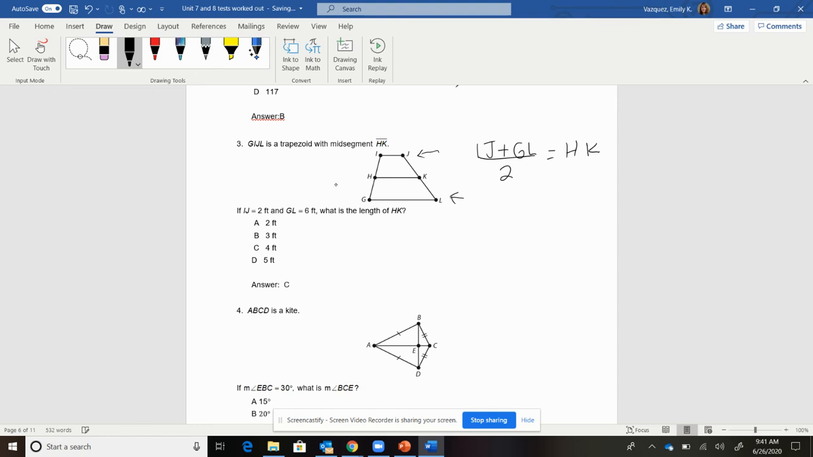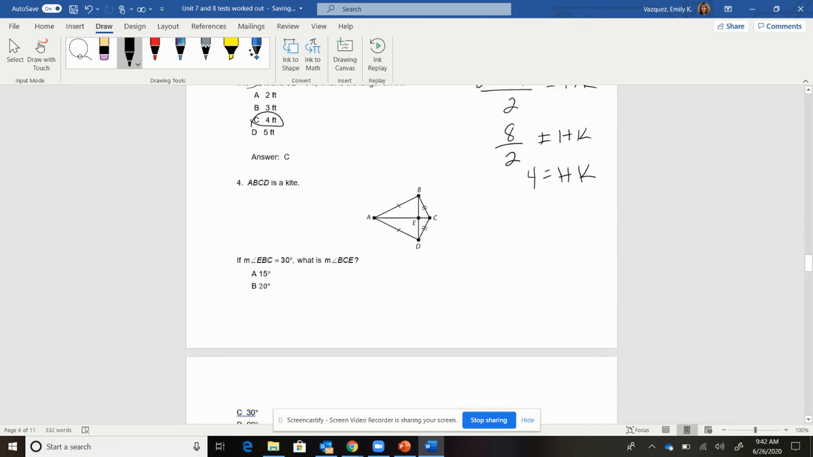So in order to find this, I'm going to go ahead and plug in what I have. We're told that IJ is 2, GL is 6, and HK is what I need to find. So 2 plus 6 is 8. 8 divided by 2 is going to give me 4. So HK is going to be 4. So C was correct for that question.